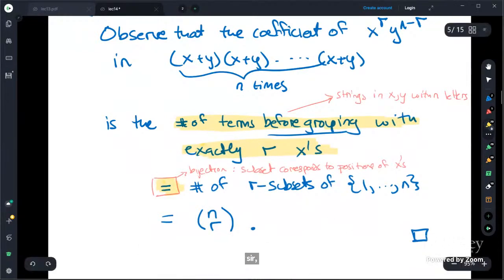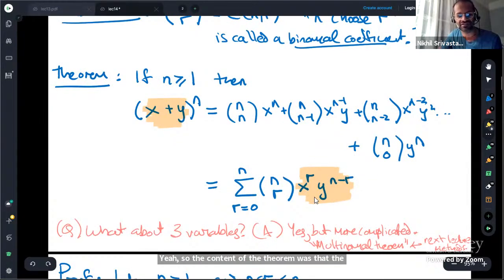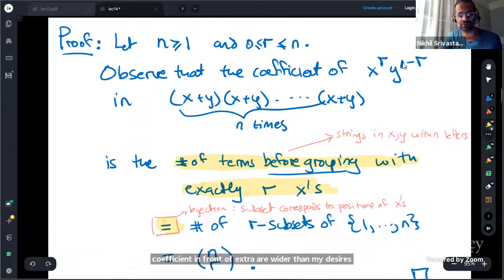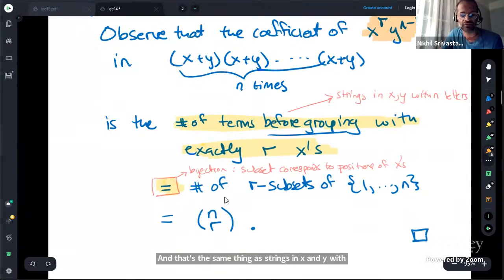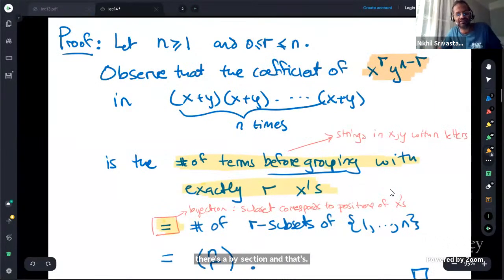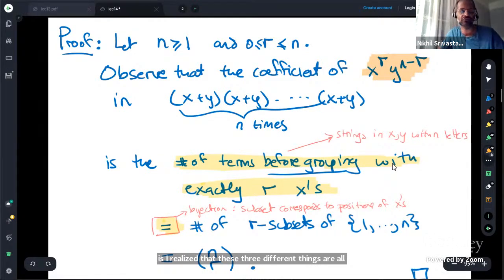Could you move a little bit up to the sigma sign, the final conclusion? Yeah, so the content of the theorem was that the coefficient in front of x to the r, y to the n minus r is n choose r. And we just proved that. I turned it into a counting problem. It's the number of terms before grouping with exactly r x's. That's the same thing as strings in x and y with n letters, and the number of those is the number of R subsets of 1 through n, because there's a bijection, and that's n choose r. So it looks like nothing happened, but really what I did is I realized that these different things are all in bijection with each other.